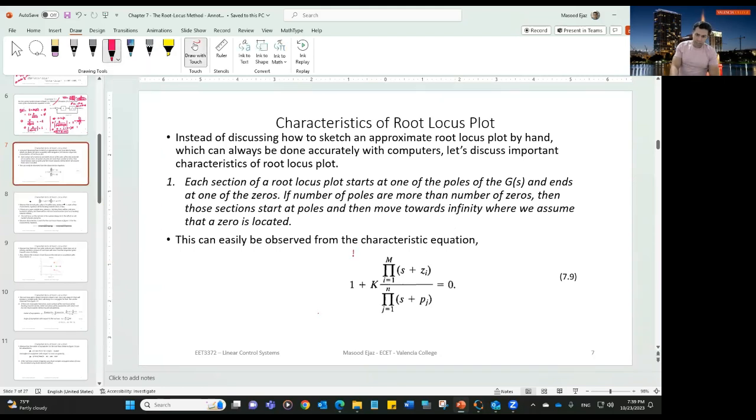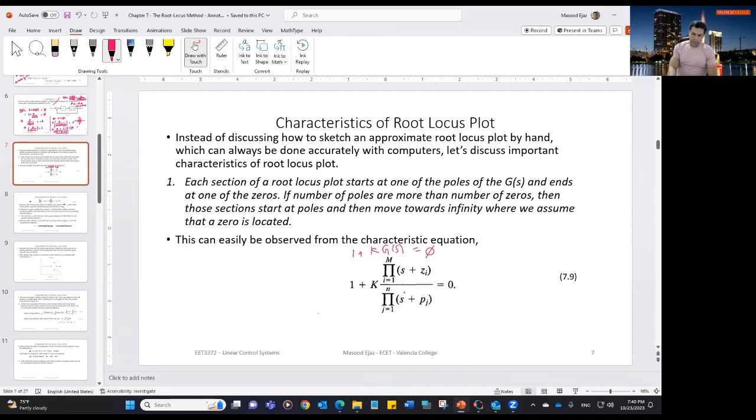This is your 1 plus kG(s) is equal to 0. And we know that G(s) can be represented with m zeros and in this case n poles. So (s plus z1), (s plus z2), product of that. So you have factors of the polynomial in the numerator that represent m zeros. Those zeros can be real or complex. And likewise, you have factors of the denominator, poles, real or complex.